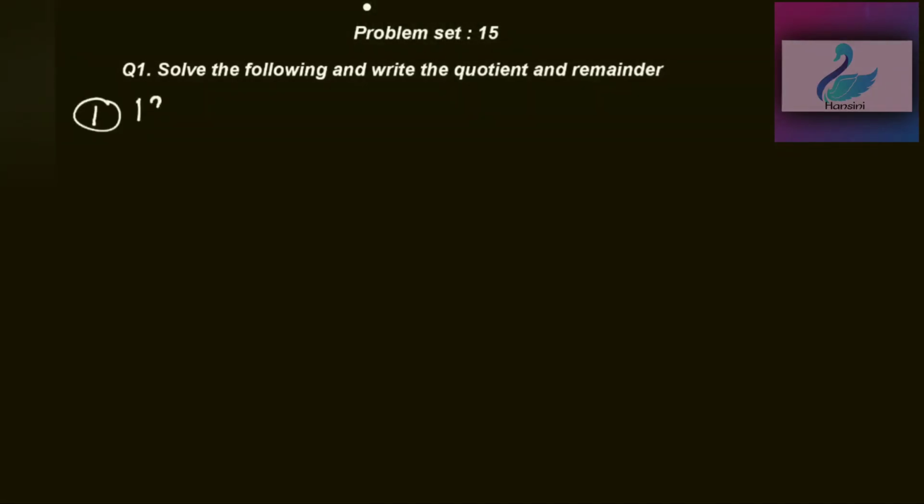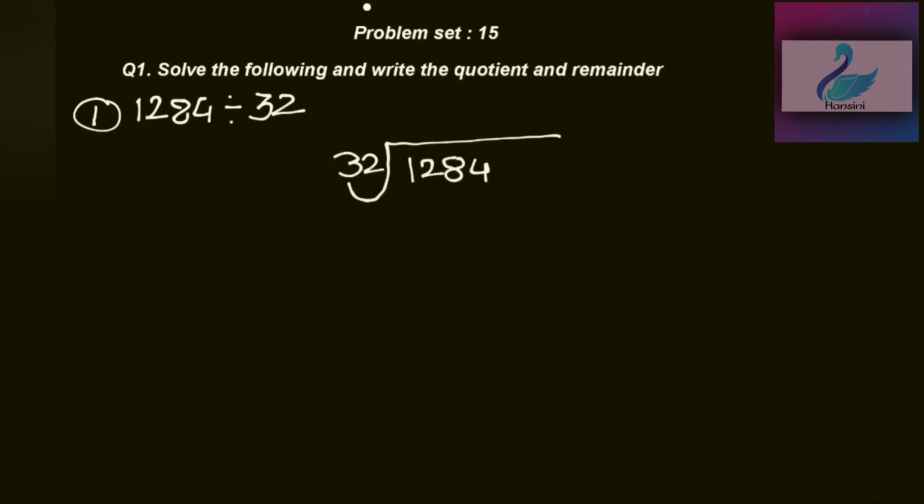Now we will solve problem set number 15. Question number 1 is 1284 divided by 32. 32 divided by 1284.